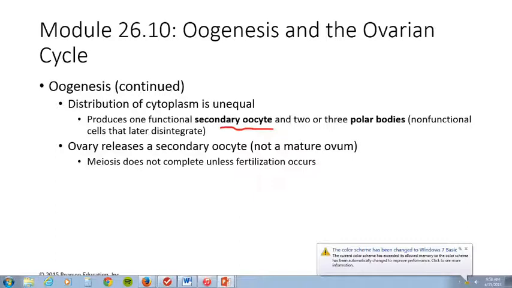And this will be the only product of this process that is going to be useful at all. And then there'll be two or three, I'll show you why that is, polar bodies. And these are going to be non-functional cells, which will simply be disintegrated. And then the ovary will release what is considered a secondary oocyte, because the meiosis does not finish until after, and if, fertilization occurs. And so we don't even call it a mature egg until it has finished meiosis, which only happens after fertilization.